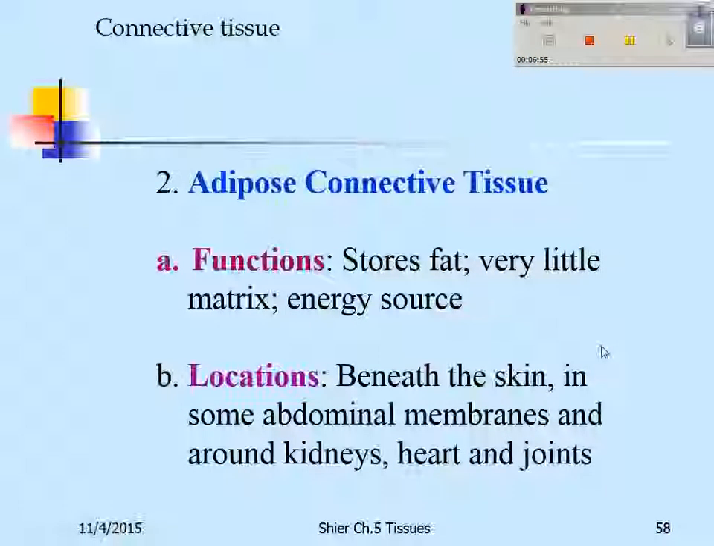All right, so our next one is adipose connective tissue. Again, adipose is fat. So this tissue is there to store fat. It has very little matrix, which makes it a little bit different than your normal connective tissue. And we'll look more closely at why that is. Of course, like I said, fat holds a lot more energy. You get a lot more energy from it than proteins or carbohydrates, so that's what we use to store that extra energy. So we find it beneath the skin. It's in certain abdominal membranes or regions, and it's also around the kidneys, the heart, and our joints.